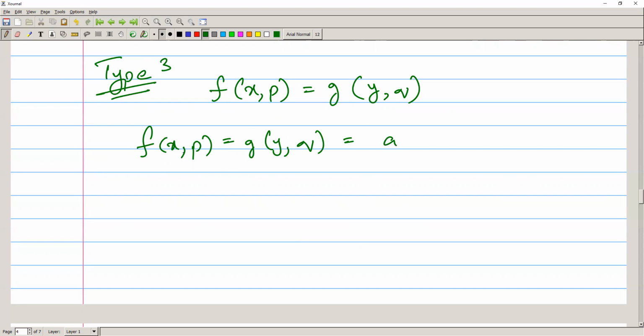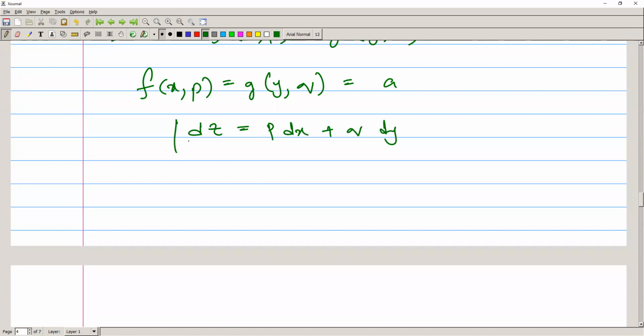And the approach for the solution will start from here, that f of x, p and g of y, q is equal to a, right? And then we will apply the auxiliary form dz equals p dx plus q dy, because then we will find p and q from the respective equations. And we can plug them into this auxiliary equation, right? So it's nice and easy. Let's take an example for this type.